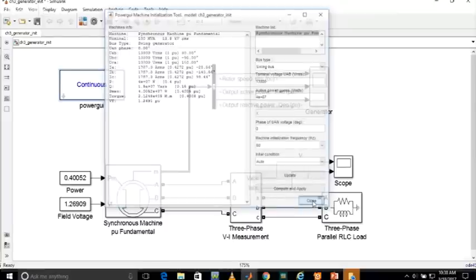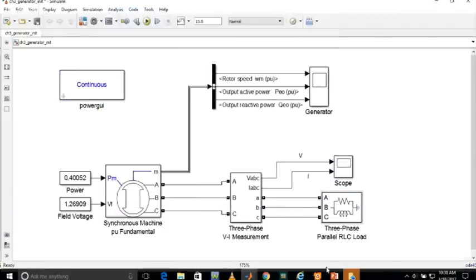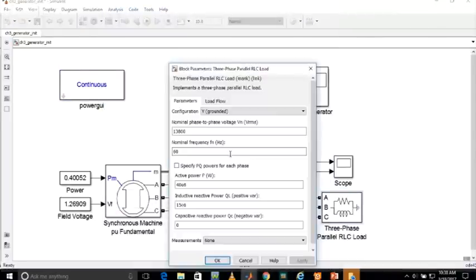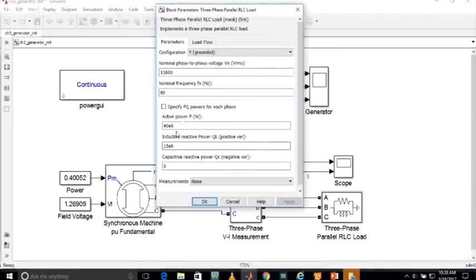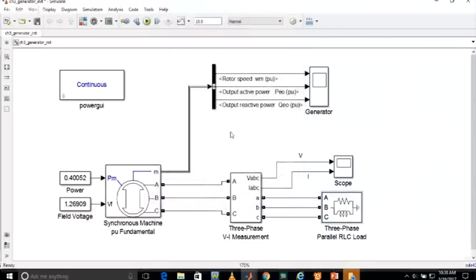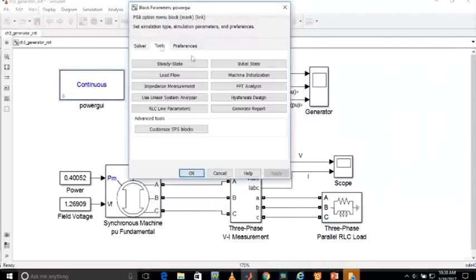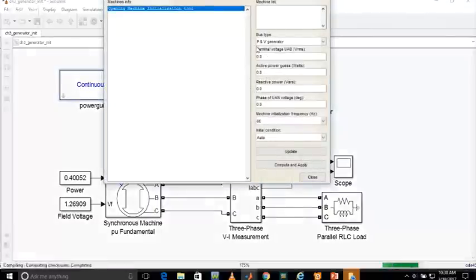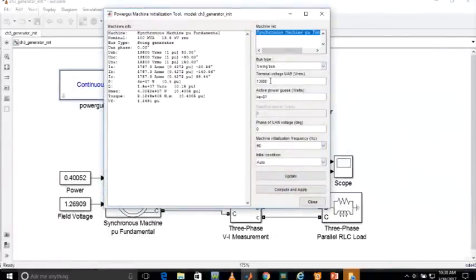And in the three-phase RLC load, we have shown that the active power is 40 megawatt and the reactive power is 15 MVAR. In this system, if we go for tools and machine initialization, we just have to provide the 13800 volt terminal voltage and the active power guess, because our output load is 40 megawatt. So we are giving 40 megawatt to our active guess. And what we do is compute and apply.